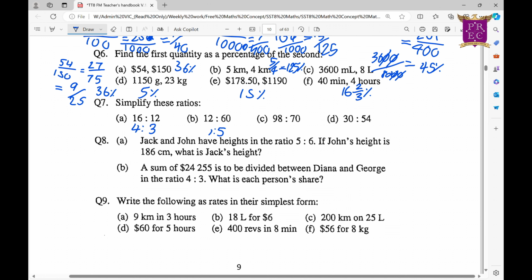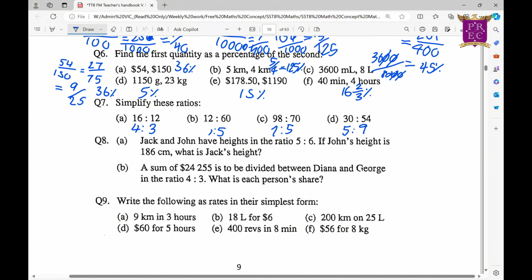Highest common factor for 70 and 98 will be, sorry, not 15. 70 divided by 5, 14. Yep. So 14 goes into 98 7 times. 14 goes into 70 5 times, so the ratio is 7 to 5. Okay. We look at the highest common factor for this one. It should be 6. 6 goes into 30 5 times. 6 goes into 54 9 times.